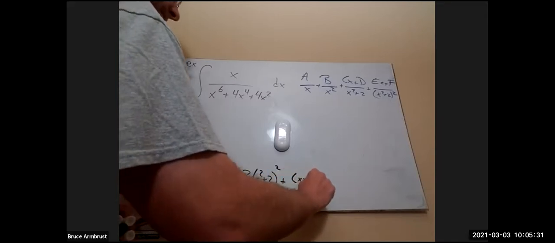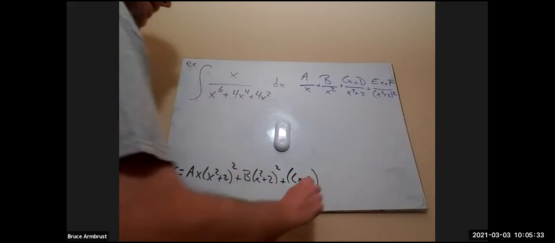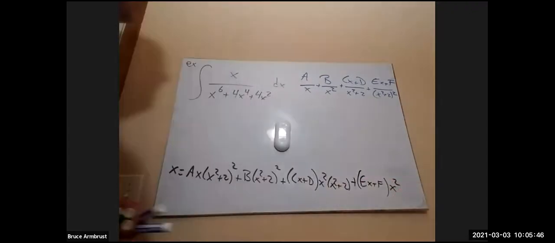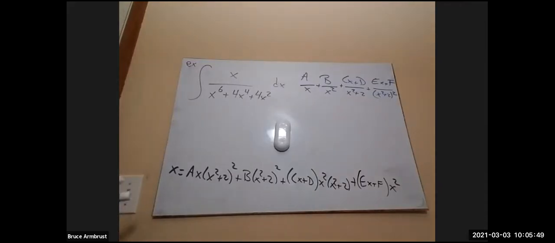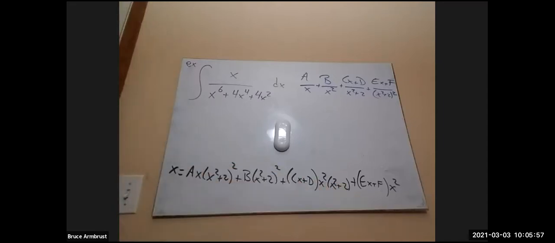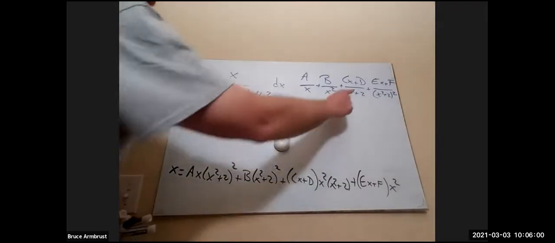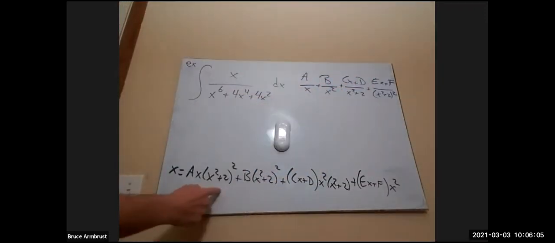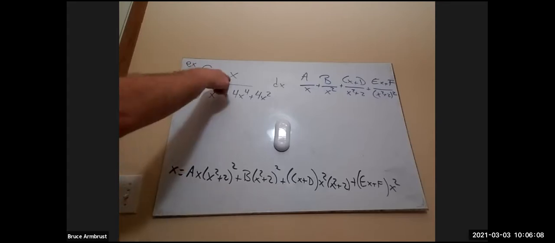The cx plus d is going to get times x squared plus 2. And then the ex plus f is going to get times x squared. So all that stuff on the right of the equal sign, that big long string, is the top of this fraction when it's all put together. And then I set that equal to the top over here.